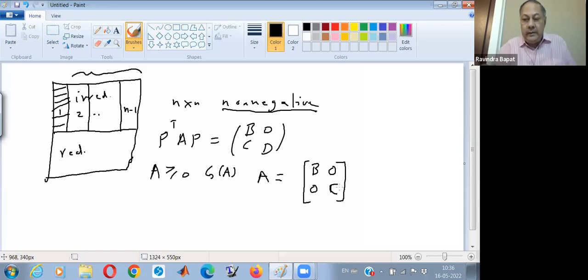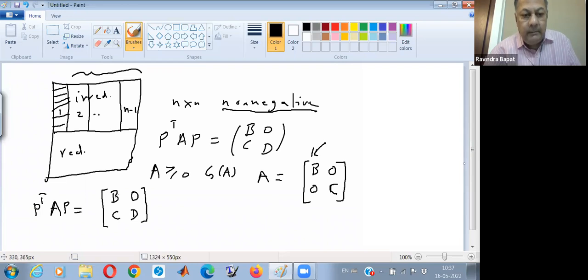So what we can do is look at B and C separately. And so I can make the assumption that A is non-negative, but the underlying undirected graph is connected. That is not a big assumption, because I can deal with B and C separately. So we can reduce it. I'm assuming A may be reducible, so after a permutation of rows and an identical permutation of columns, you get this form.